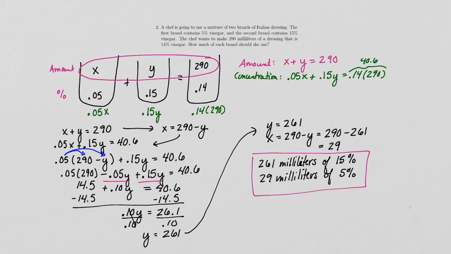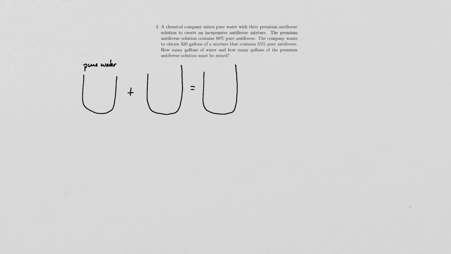So again, I really like this bucket approach. We're going to keep using it on my next two problems as well. But just so that you get an idea of how to do it. So, a chemical company mixes pure water. Okay, so my first bucket is going to be pure water with their premium antifreeze solution to create an inexpensive antifreeze mixture. Okay, so we're going to mix one with another one.